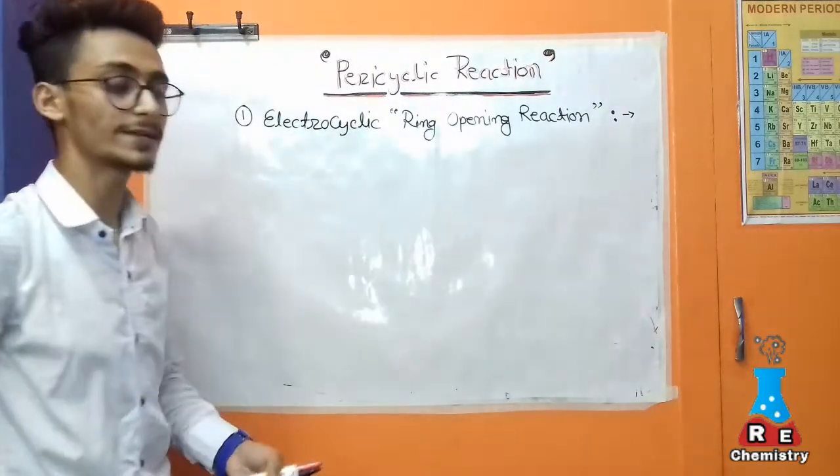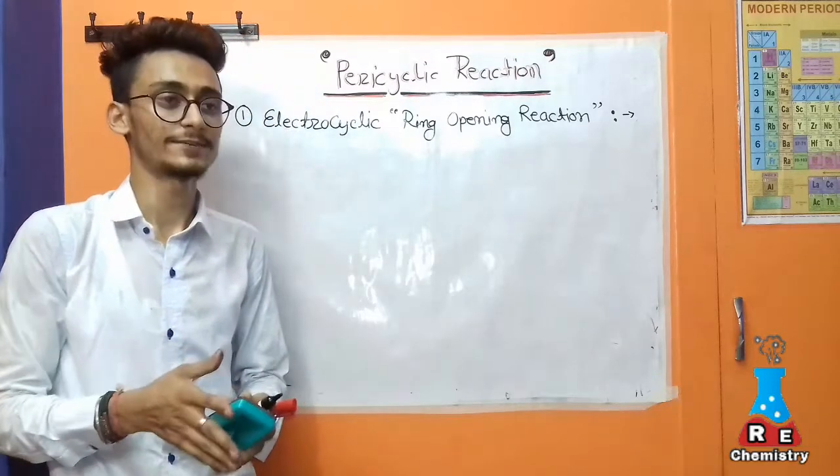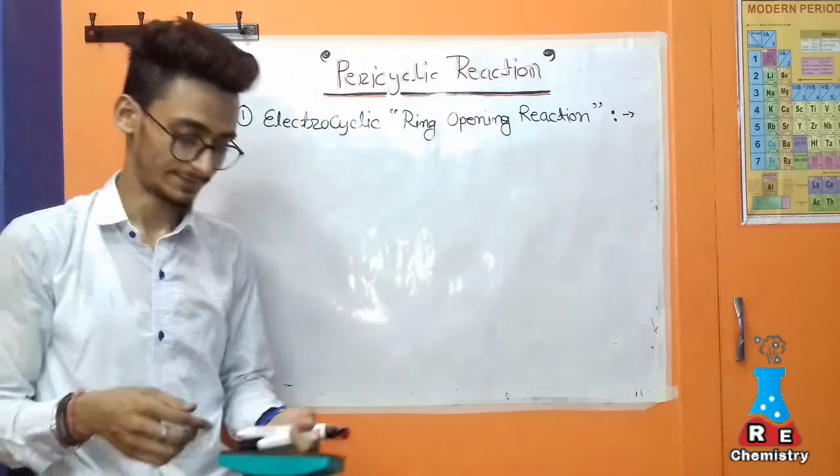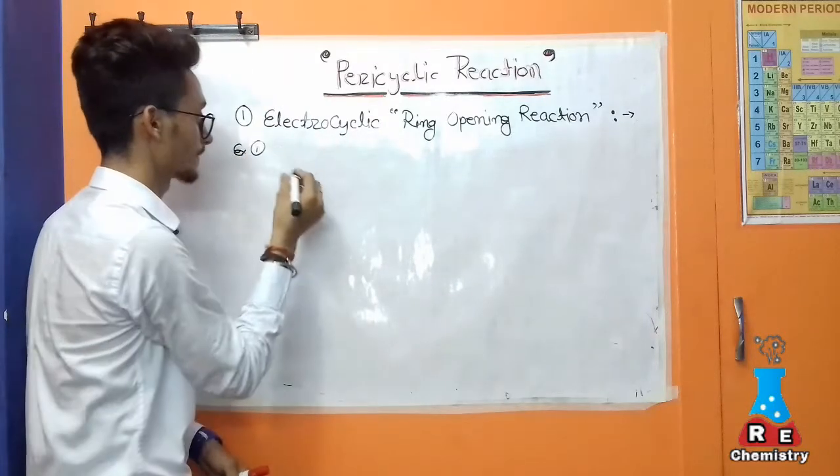And the substrate molecule prefers one type of mode. This type of selectivity is called stereoselectivity. Okay, so let's take an example first.